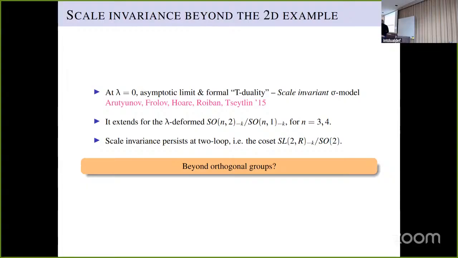So the question now, and I'm going one step ahead, is what about cases which are built out of non-orthogonal groups? Can we find analogous situations? So can we find cases where we preserve the scale invariance? And will this still admit the Kerr-Schild form?